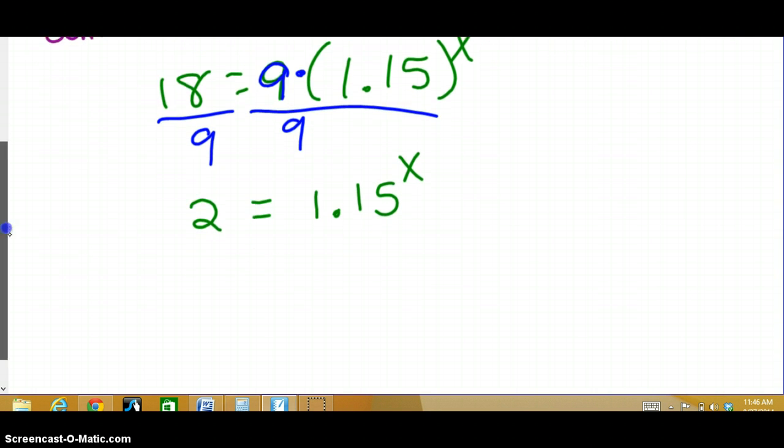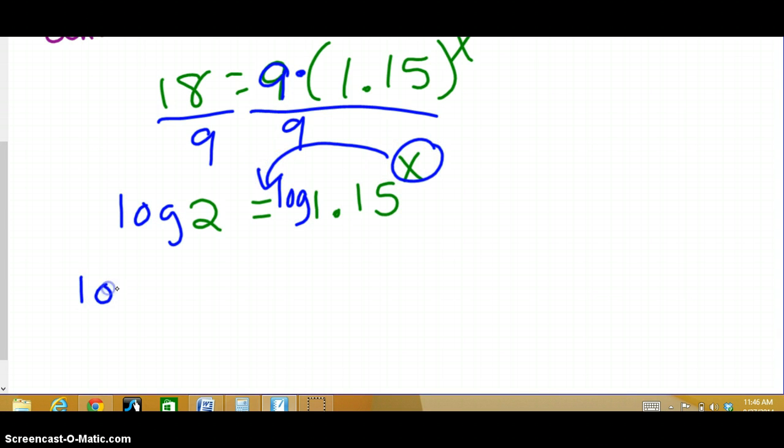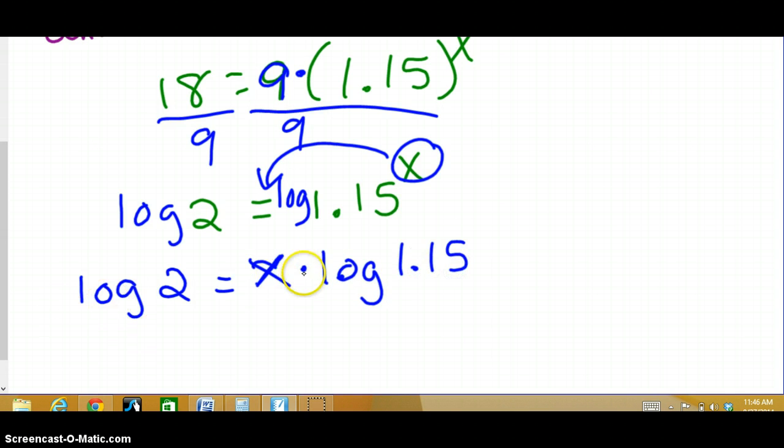So now we do our opposite. Now it's just back to one of the equations we've already been solving. We need to put logarithm in front. It makes this x come in front of the log it's attached to, so not in front of the entire equation, just in front of the logarithm it's attached to. And then we need to get x alone, so we're going to divide both sides by log of 1.15.